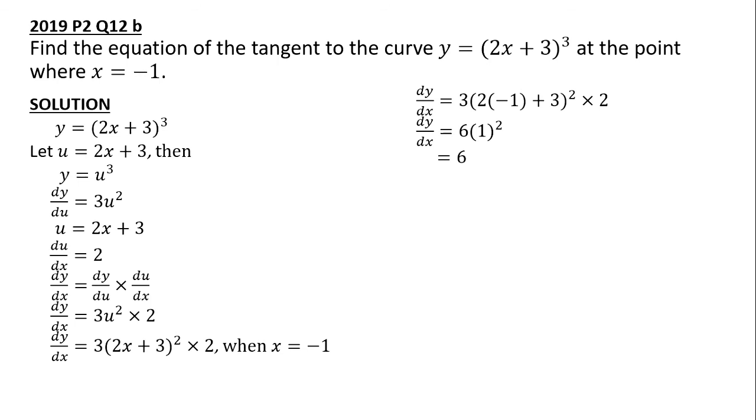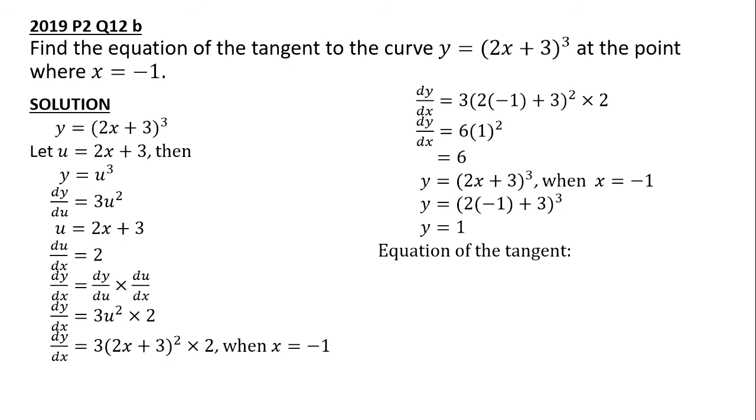From here, we are supposed to find the value of y where x was negative 1. So we are going to say y equal to, open your brackets, 2x plus 3 to the power 3. When x equal to negative 1, we are going to get 2 times negative 1 plus 3 to the power 3, which is giving us a positive 1 to the power 3. If we multiply 1 by itself 3 times, we'll get a 1. Our y will be equal to 1. From here, we can find the equation of the tangent.